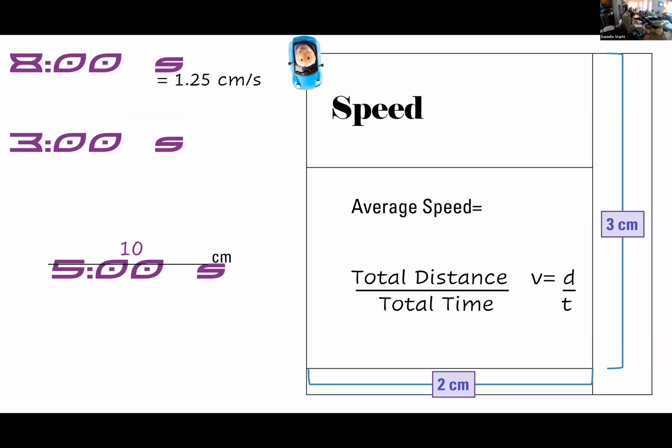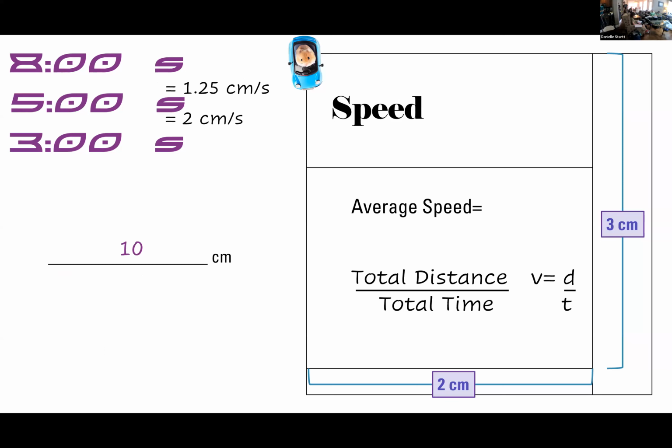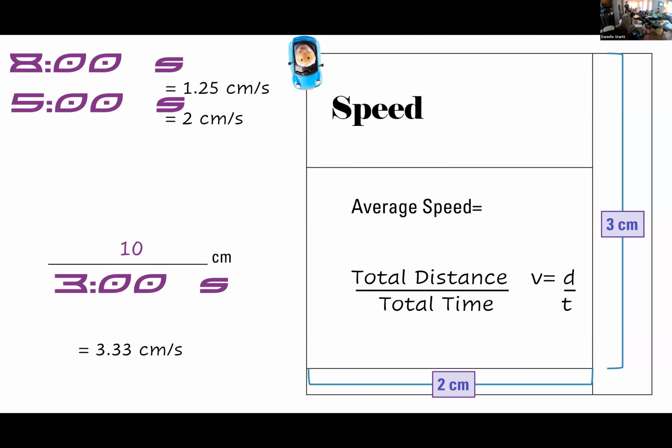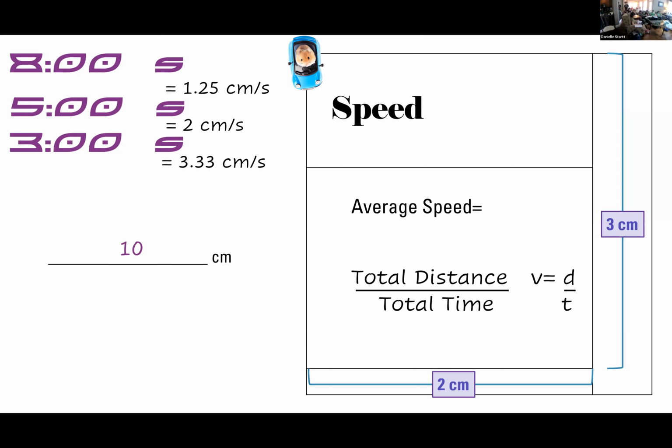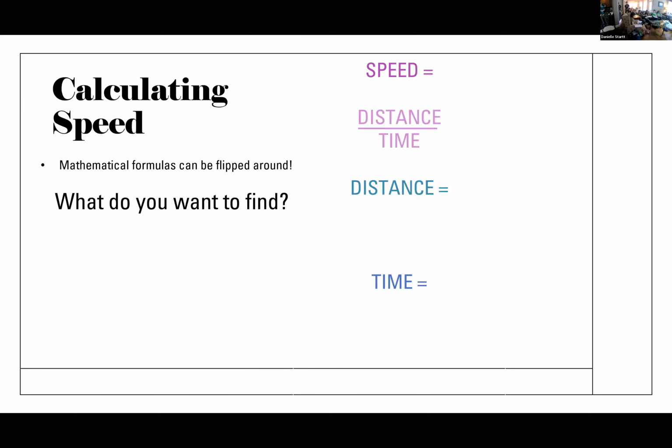What was the one for 5 seconds? 2 centimeters per second. And if we want to know the one for 3 seconds, what do we get? 3.333333 centimeters per second. So that is our speed. So again, what do you want to find?